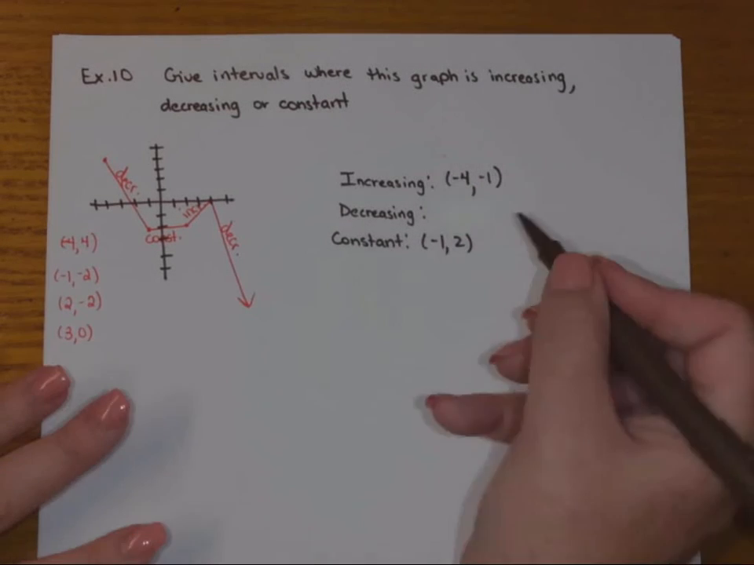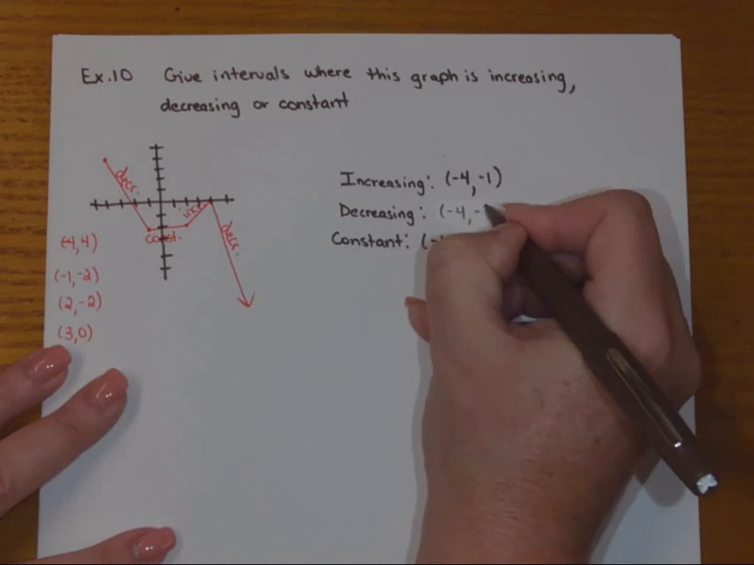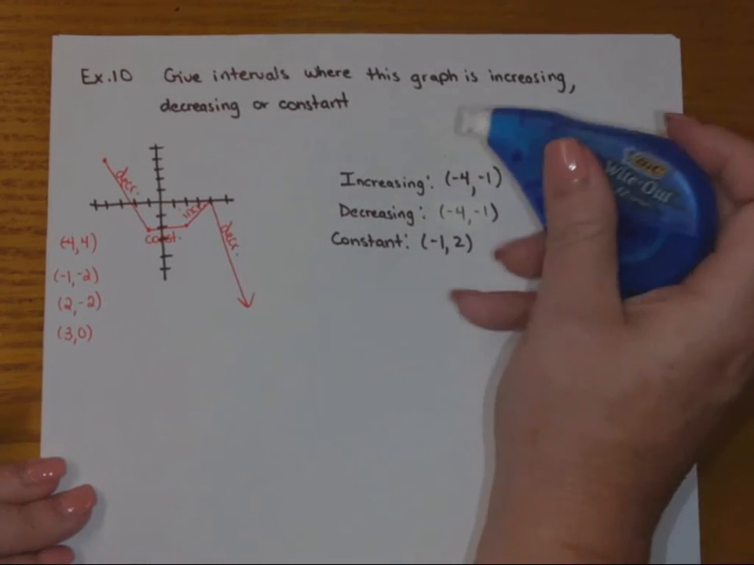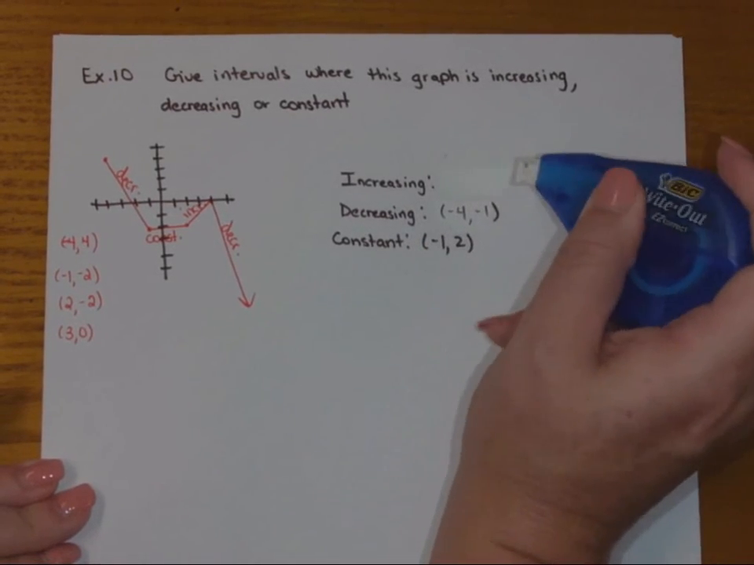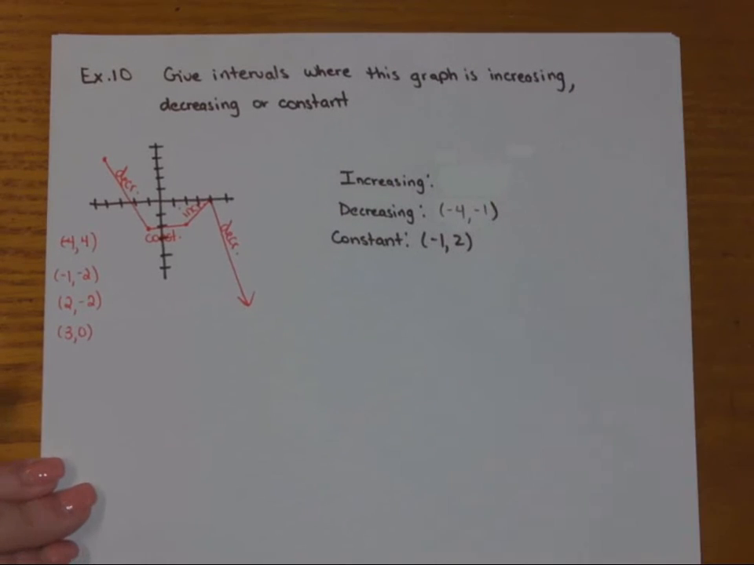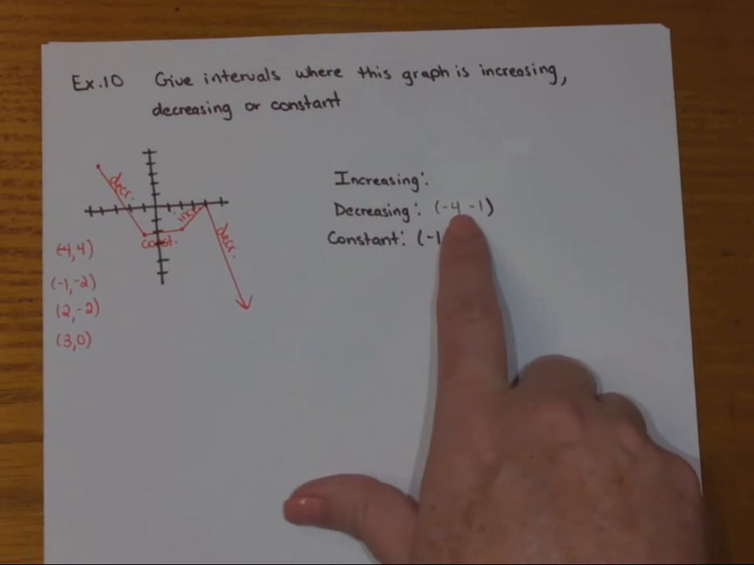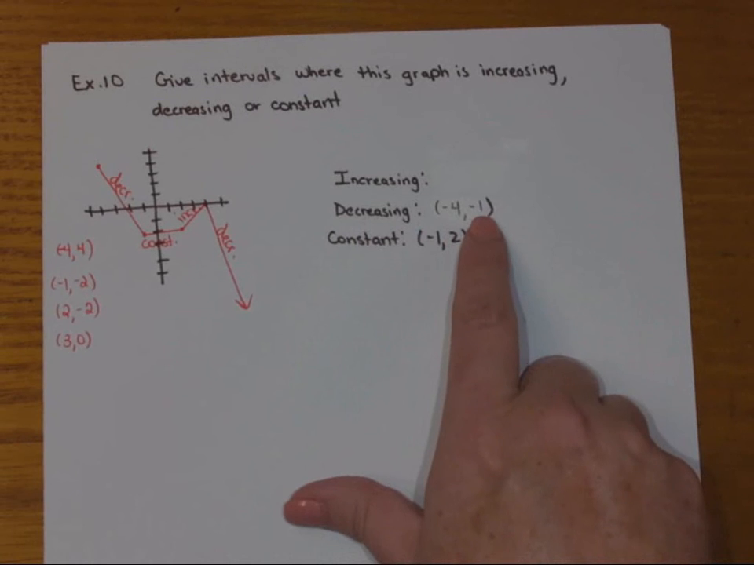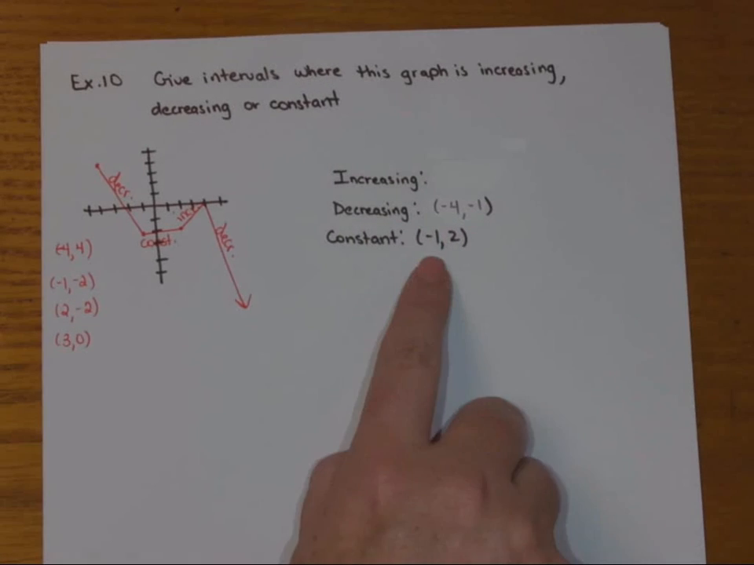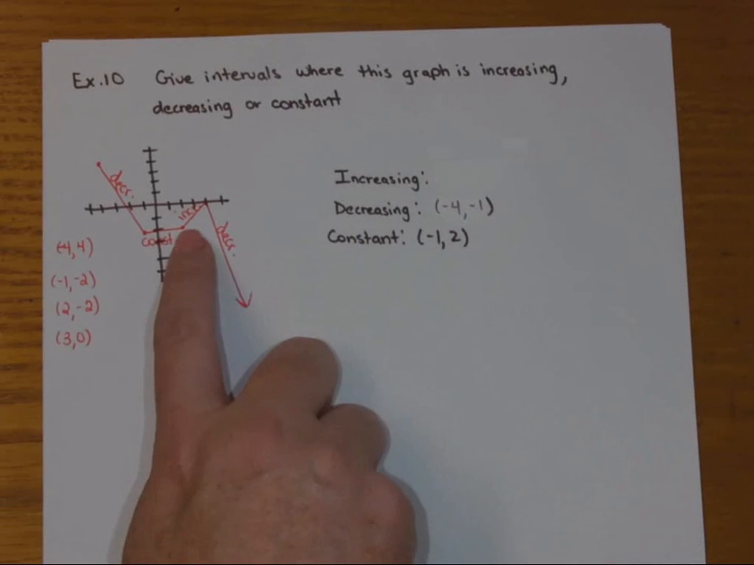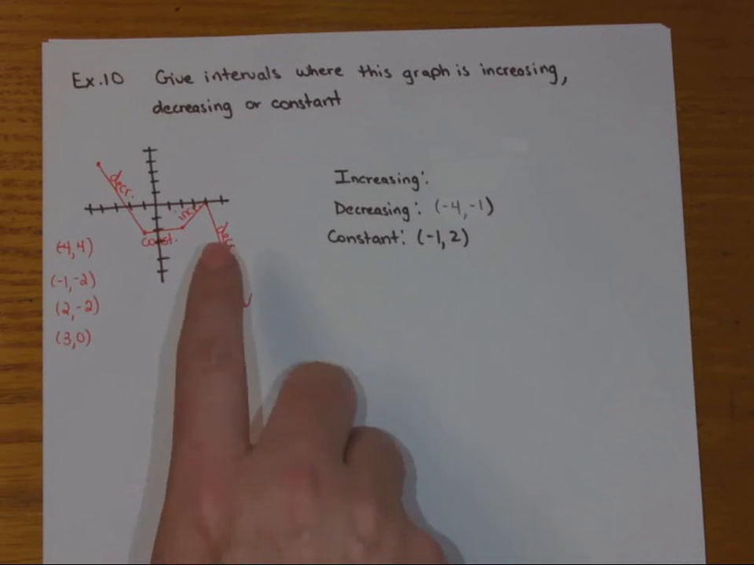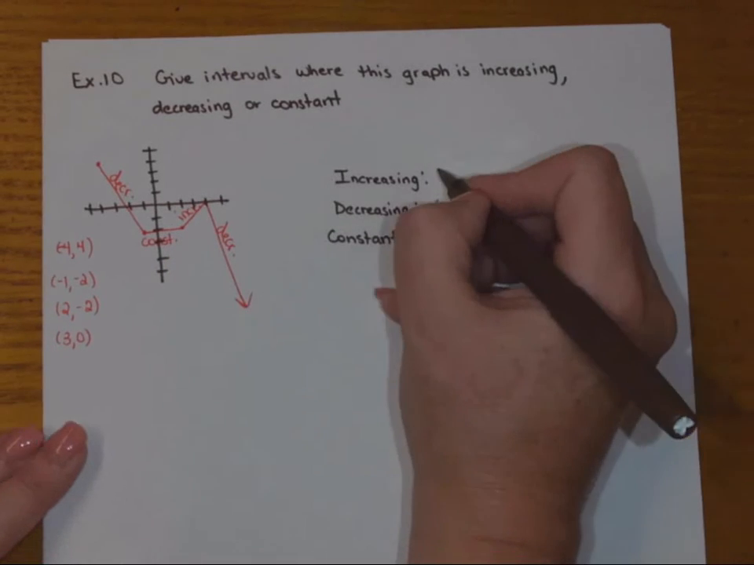And actually, I put that in the wrong spot too, didn't I? All right. Normally, I would write them in a different order. That's why I got thrown off with that. So we are decreasing from -4 to -1. I just wrote that in the wrong spot. And then we are constant from -1 to 2. And then we are increasing from, it looks like, 2 to 3.